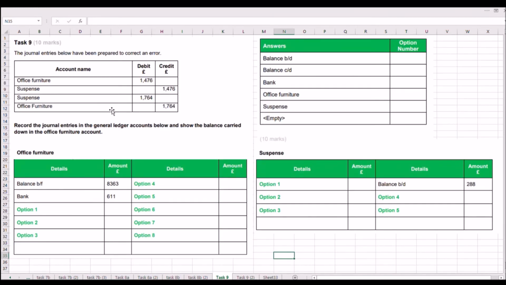This is a T accounts balancing down question. You've got some journals here which are correct now, and you're going to put them into the T accounts for the office furniture and suspense accounts. Carry down, work out the balance carried down figure in the office furniture account, total it up, that kind of thing. It should take you realistically 3 minutes. I'll come back in 3 minutes.